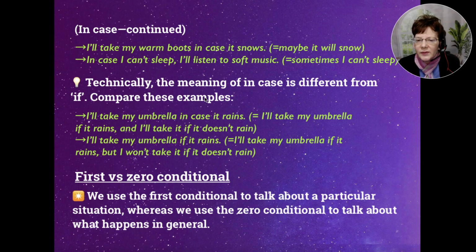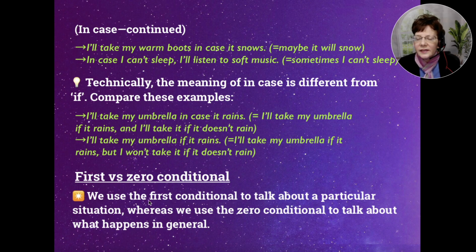Compare these examples. So I'll take my umbrella in case it rains. This means I'll take my umbrella if it rains, and I'll take it if it doesn't rain. So I'm being prepared here. And there's I'll take my umbrella if it rains. This means I'll take my umbrella if it rains, but I won't take it if it doesn't rain. So it kind of sounds like it's possible here, not guaranteed.